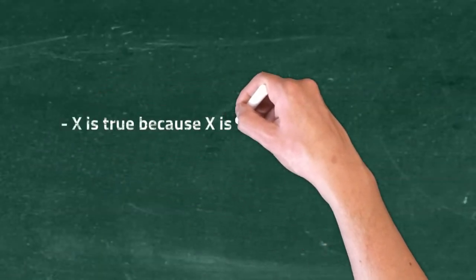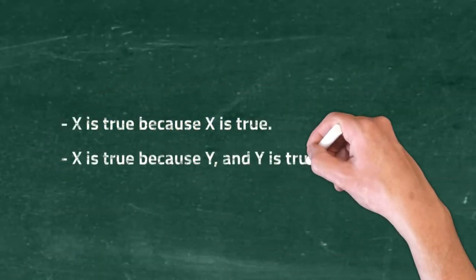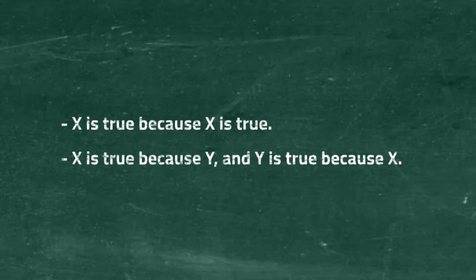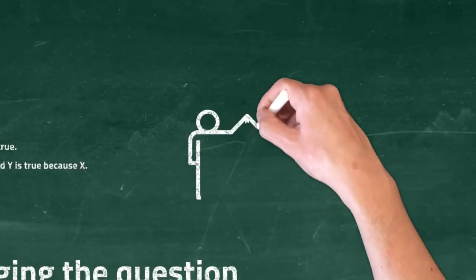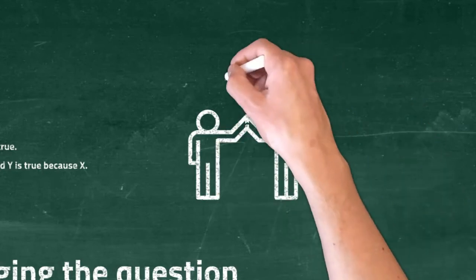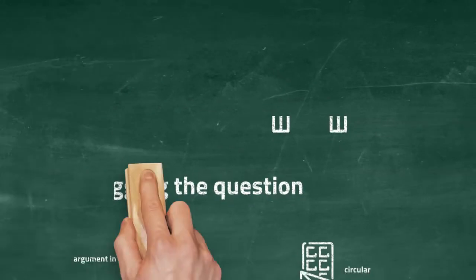X is true because X is true. Another form can be X is true because Y, and Y is true because X. Here's an example of this form. Mark is a great colleague according to Jim, and Jim knows great colleagues according to Mark.